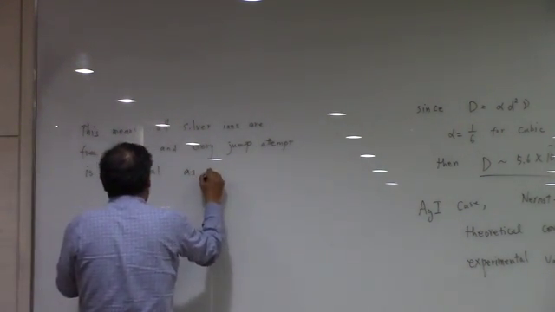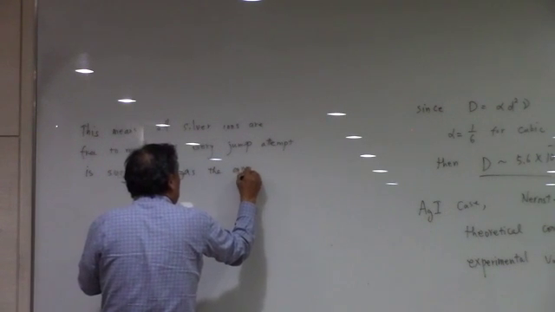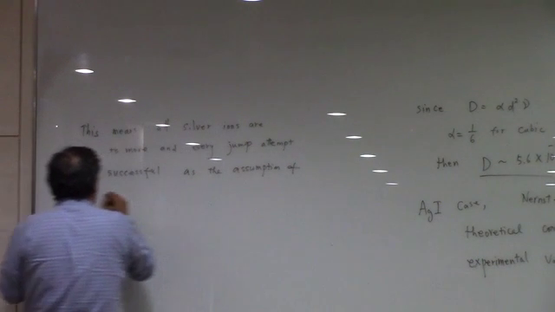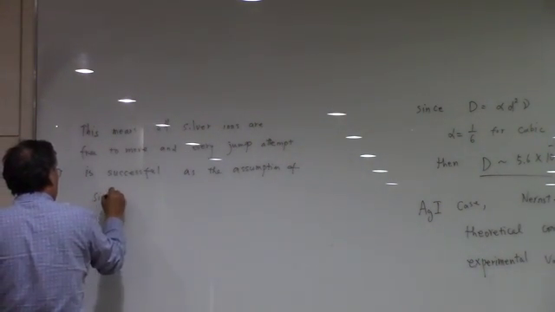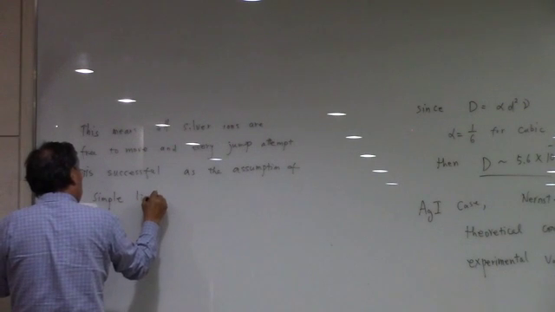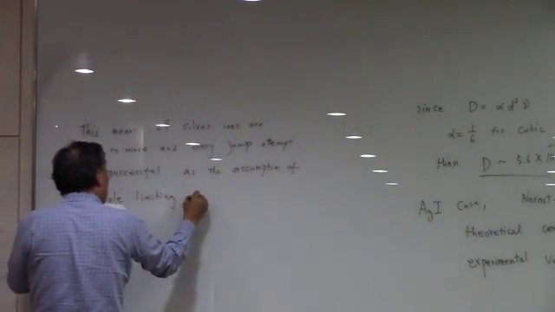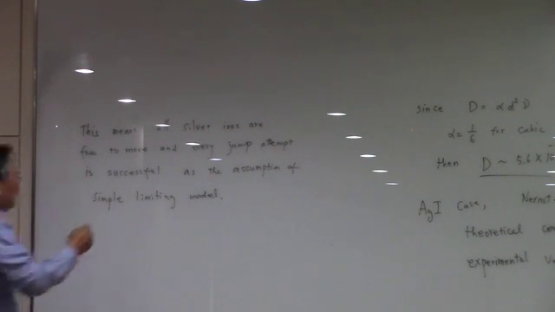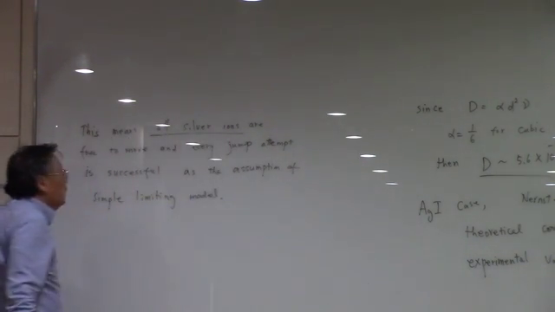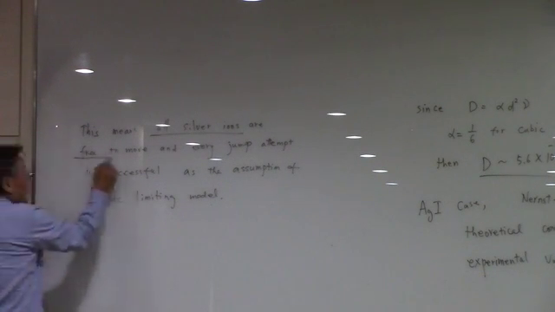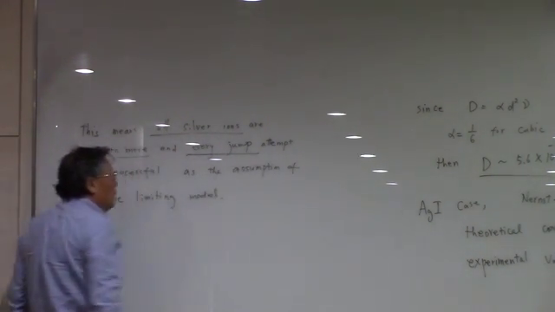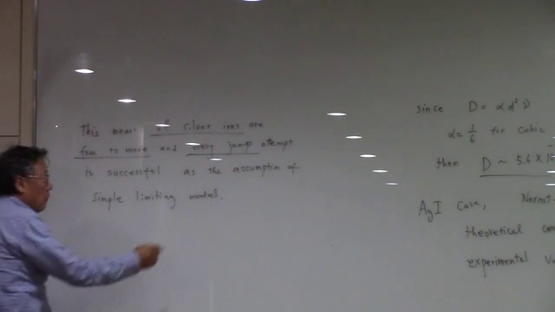As the assumption of the simple limiting model, all silver ions are free to move. That is an almost impossible thing to happen, and every jump attempt is successful.